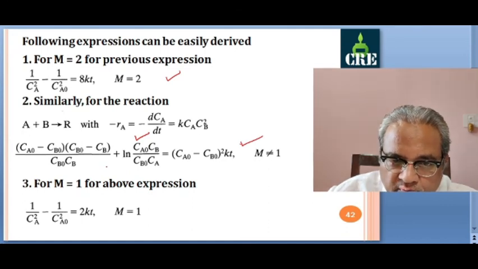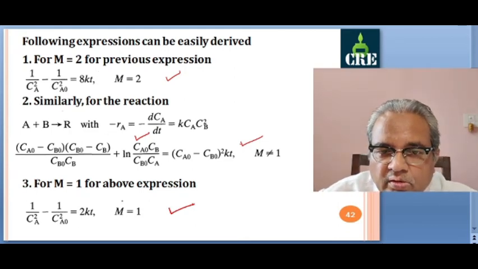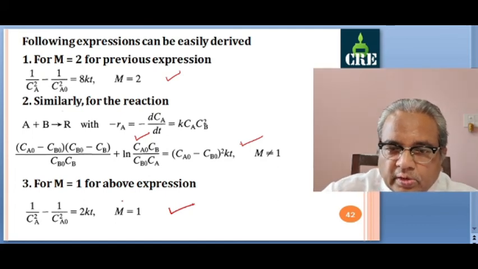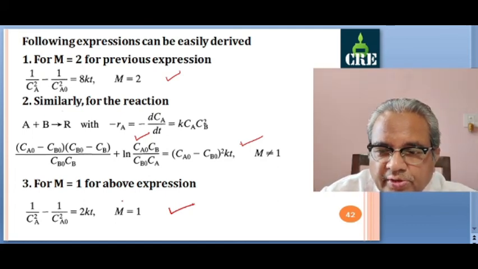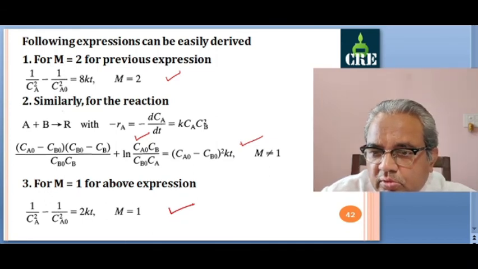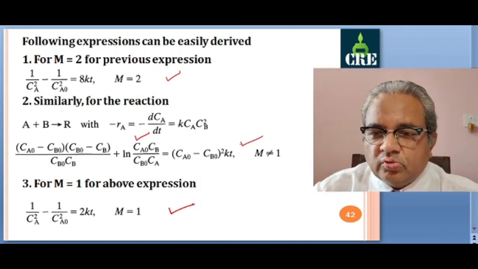And if you substitute m equal to 1 in the above expression, this side remains the same, and instead of 8 KT you will get 2 KT. So these three expressions you have to obtain. We'll stop here, and in the next lecture we'll continue with the further topics.